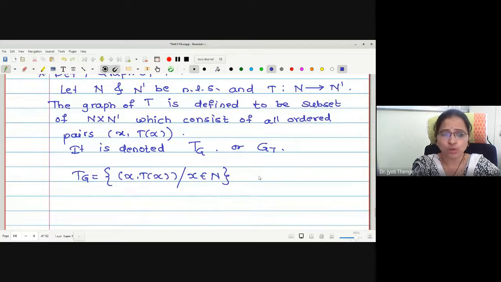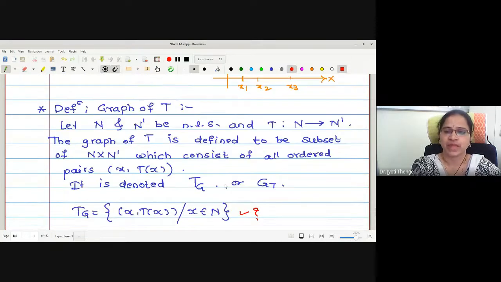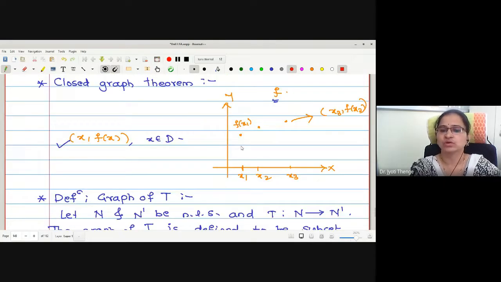Now we want to check whether this set itself is a normed linear space or not. Actually, this is the situation: X cross Y. Actually, this is a subset of R2, you can say. But we have shown R2 itself is a normed linear space. Under which norm have we shown this? In R2, the distance formula is there.